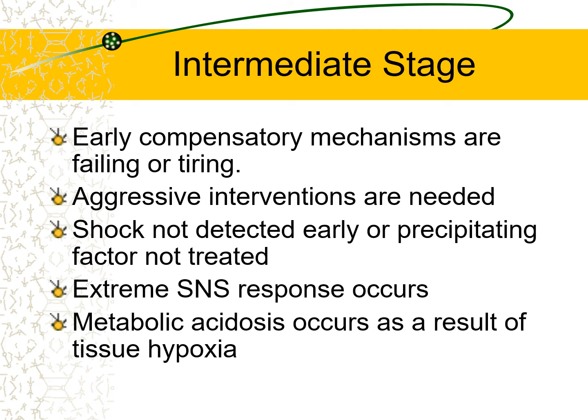It proceeds and progresses to the intermediate stage if the shock has not been detected early on, or if the precipitating factor was not treated. During this stage, extreme sympathetic nervous system response occurs. We see the development of the metabolic acidosis as a result of the tissue hypoxia of shock.